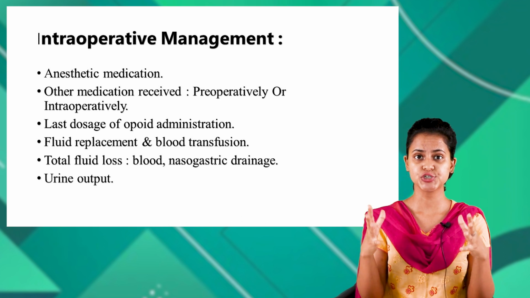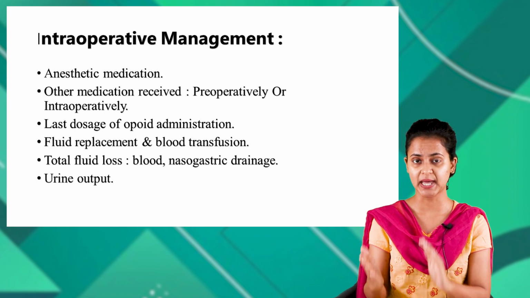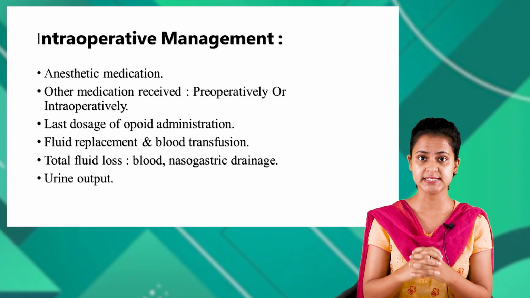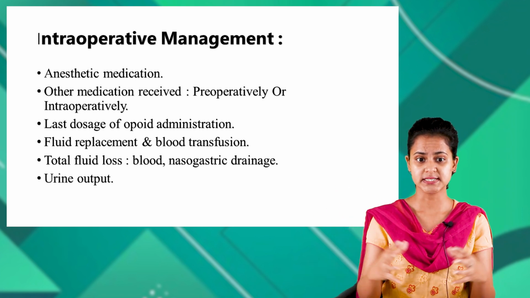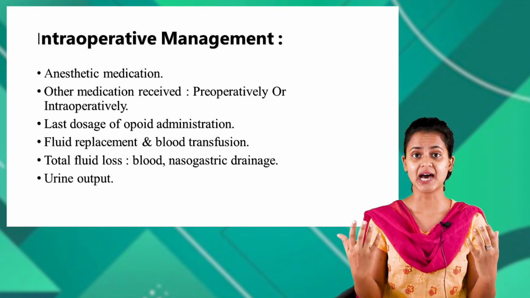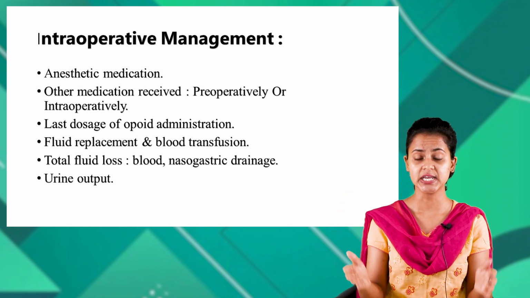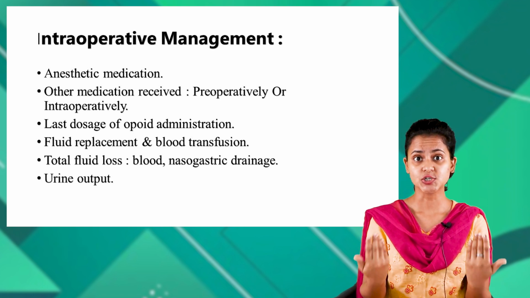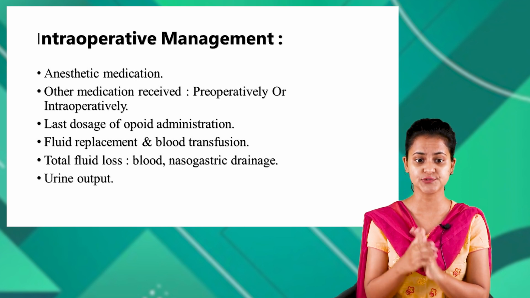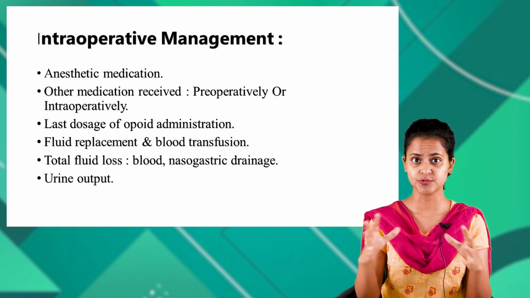Also, a detailed history should be collected, and the focus should be on the intraoperative management. So a nurse in the post anesthesia care unit, or maybe in a surgical intensive care unit, will be focusing on the anesthetic medication which has been used for the client, as well as other medications if they were used during the time of surgery. That also has to be noted. Lastly, the dosage of opioid administration should be noted by the nurse here in the post-operative phase. Fluid replacement and blood transfusion and the amount of it should be noted.